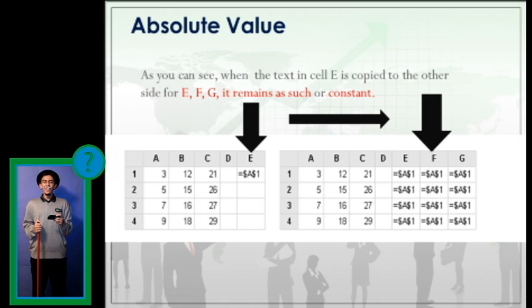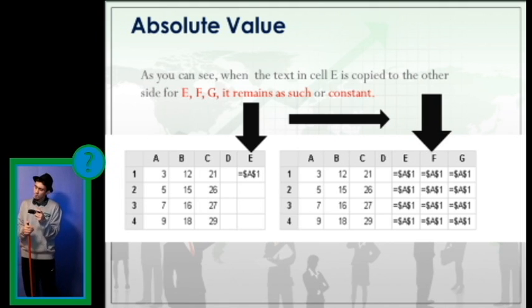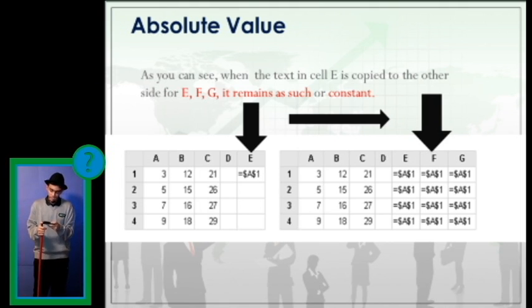And finally, what is absolute value? Wow, this is the last slide. I'm happy, aren't you? Yeah. Okay. Well, as you can see, when the text in cell E is copied into another slide for E, F, G, it remains as such, or constant. Yeah, that's what that means.